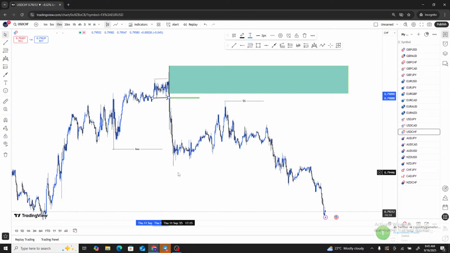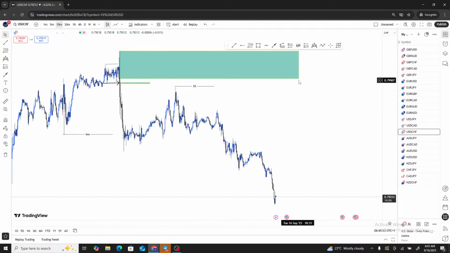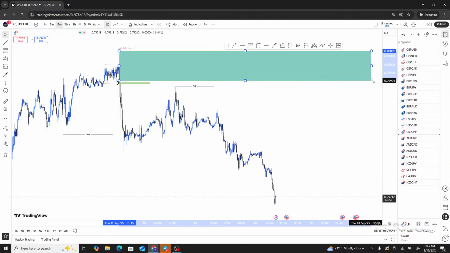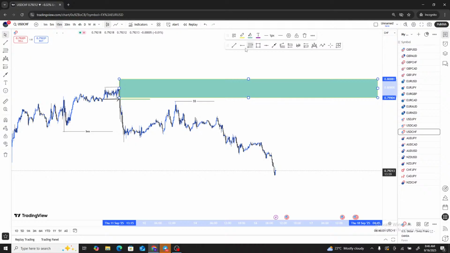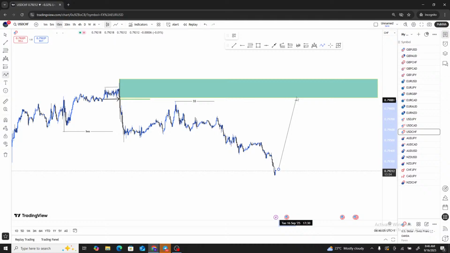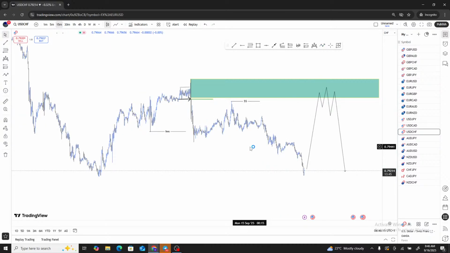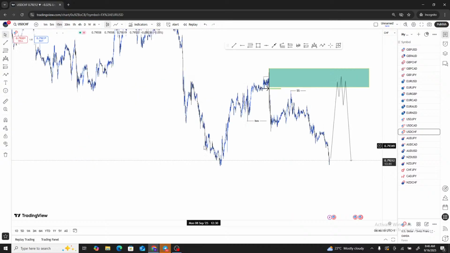Okay, so right now, as you can see, we are expecting price to come back to this very zone, give us a confirmation for entry. So we expect price to come back here, give us a confirmation entry, and we'll take the trade to the downside. So that is it for USD CHF.